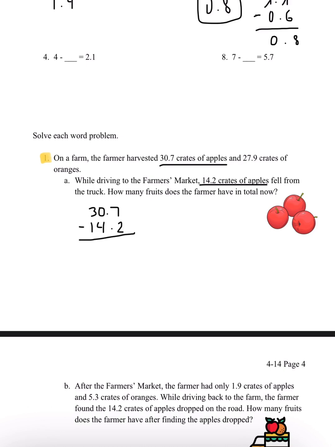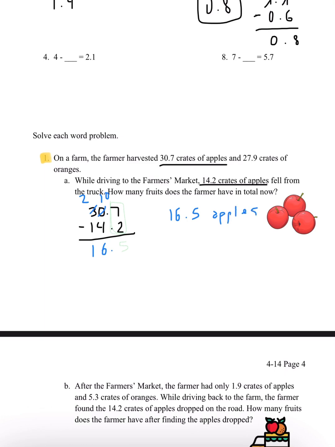So let's start. 7 minus 2 is 5. Then this becomes a 10 as we borrowed from here. 10 minus 4 is 6. Don't forget the decimal point. And 2 minus 1 is 1. So we have a total of 16.5 apples.